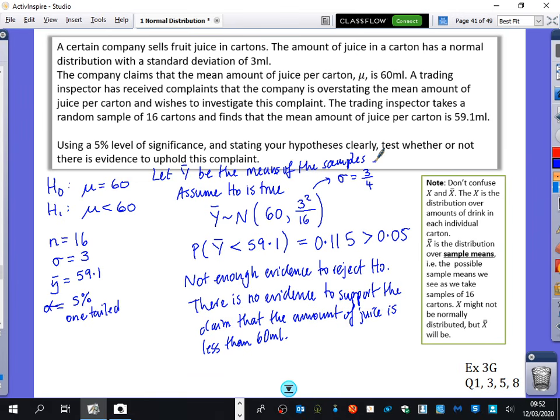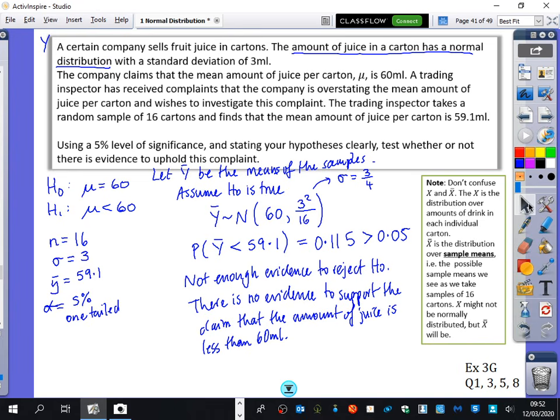X might not be normally distributed, but X bar will be. That's what we talked about at the beginning where we had the kids of different ages and we said they're not normally distributed, but their sample means will be. This one happens to be that if we called our juice Y, Y is actually normally distributed because they tell you in this question that the amount of juice has a normal distribution. So Y happens to be normally distributed, but the sample means will always be normally distributed because of those graphs that we saw earlier on. So we're going to do a few questions. We're going to do questions 1, 3, 5, and 8 from exercise 3G, okay?